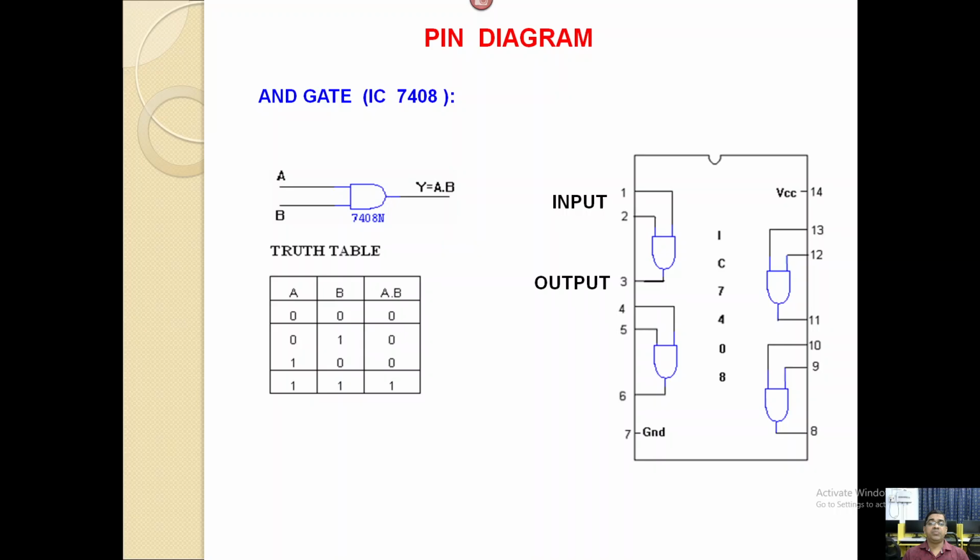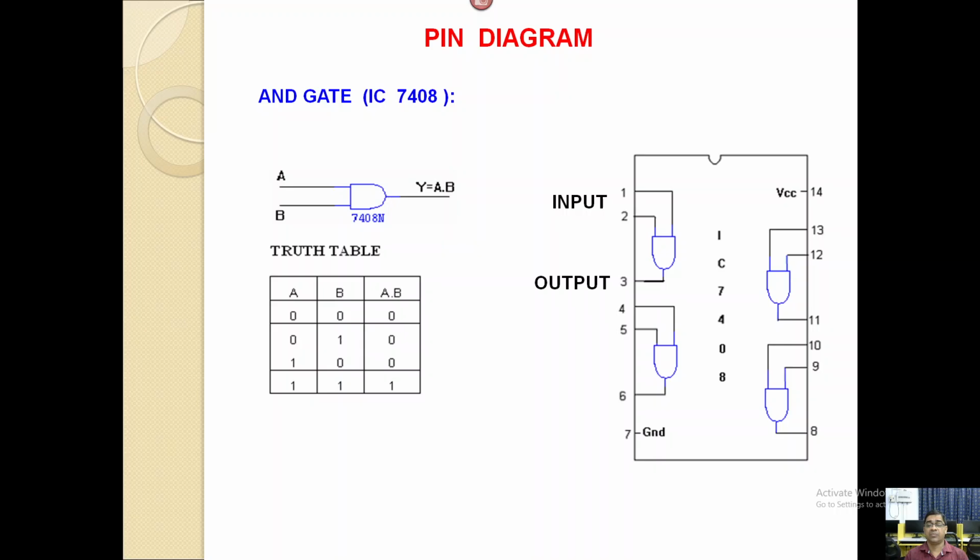So if we implement this at gate level, for the AND IC, the truth table is 0 0 0, 1 1 0 1 1 for the AND operation of the Boolean expression. And the pin diagram of this AND gate IC 7408: in one IC there are 4 AND gates. The total number of pins is 14, numbered 1 2 3 4 5 6 7 8 9 10 11 12 13 and 14.